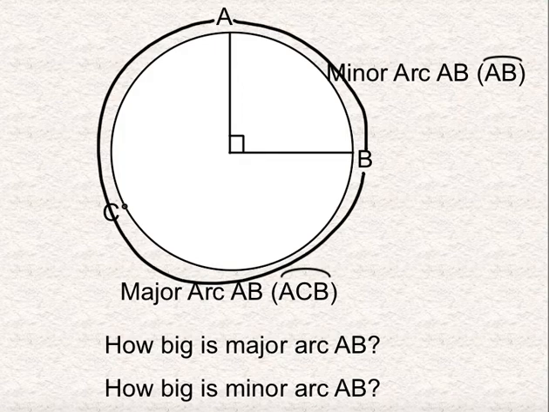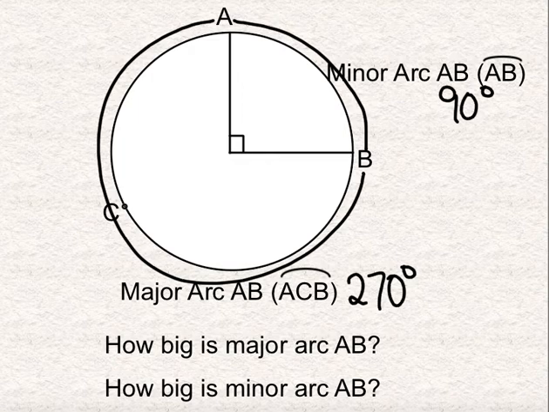Now we can define this using degree measures by saying the minor arc AB is 90 degrees, whereas the major arc AB is 270 degrees. Our minor arcs and major arcs, if we have all of those together, they should add up to 360 degrees.